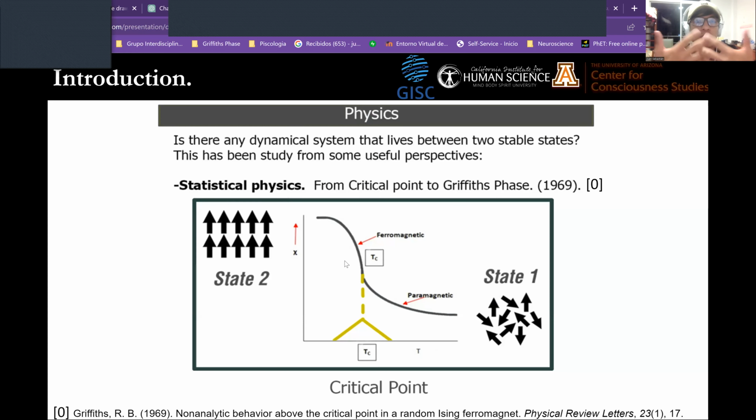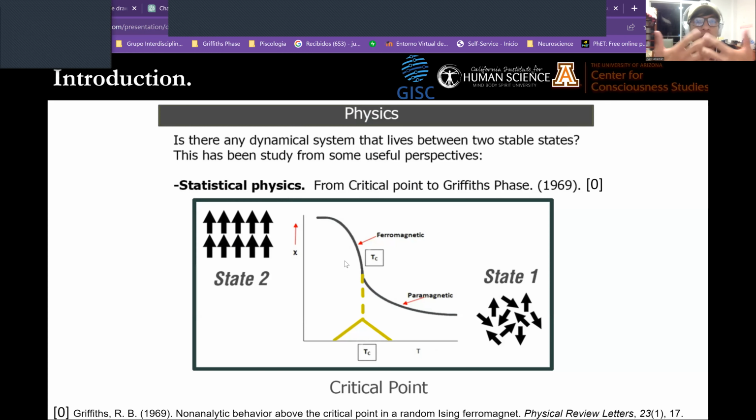But in 1969, Griffiths found a mechanism to pass from a critical point to a critical region, as you can see in the figure. Perfect. From dynamical systems, in 2016, Kunihiko Kaneko proposed this equation in which you obtain critical regions that have the name Griffiths phase.